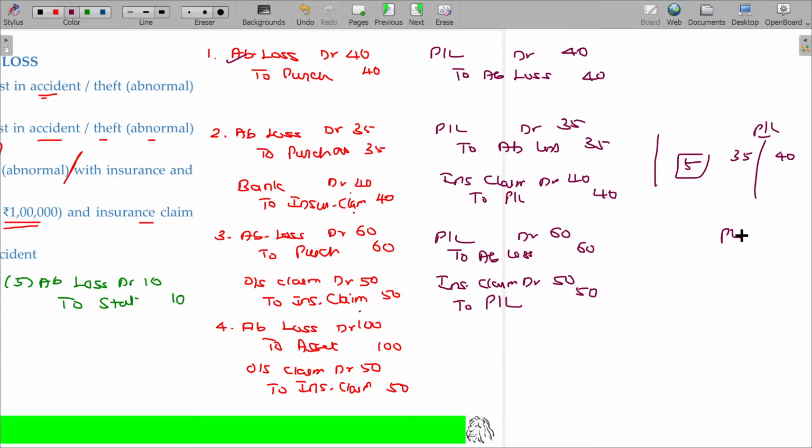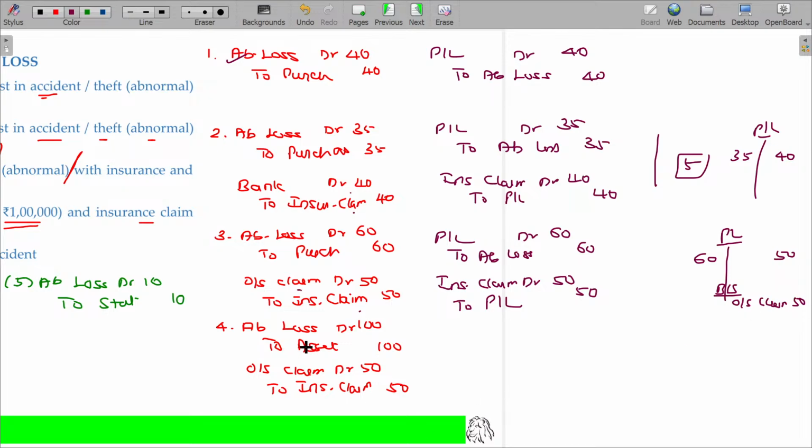In your P&L account, how do I record? Loss 60 on the debit side, claim received on the credit side, and the insurance claim still receivable will go to the balance sheet on the asset side, as outstanding claim receivable, not yet received. Am I right? That's how it will appear. How this will appear in your final accounts preparation, I am giving the notes here.